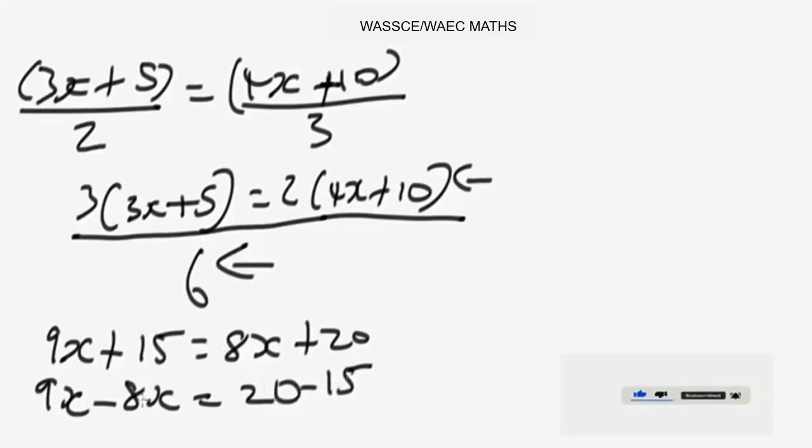Okay, so when you simplify this the more, 9x minus 8x will give us x. So our x will now be 20 minus 15. Now give us what? 5. So that will be the answer to this question. It's as simple as that.